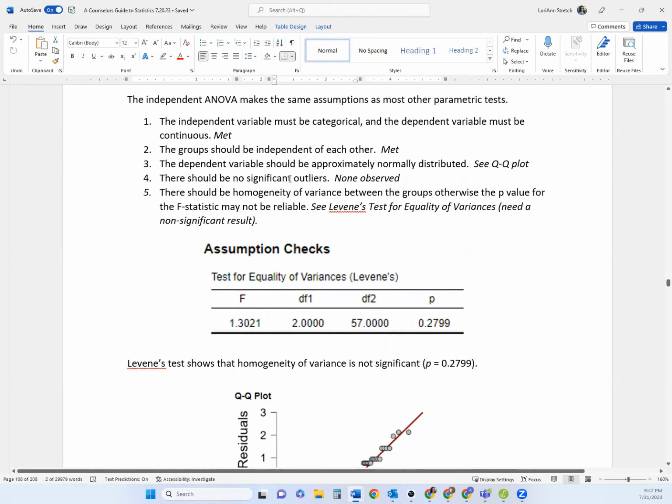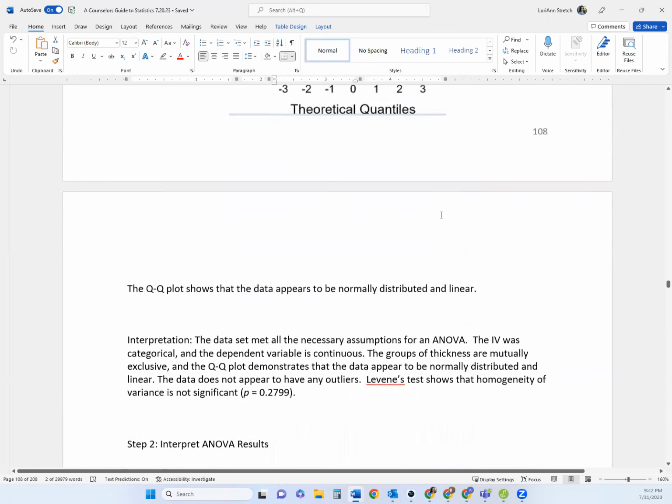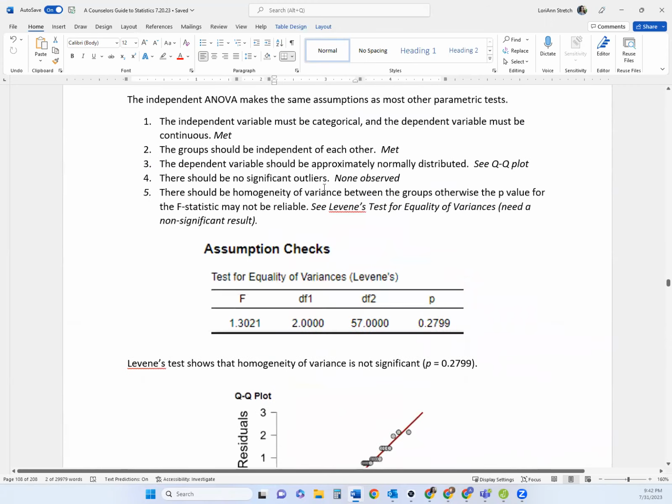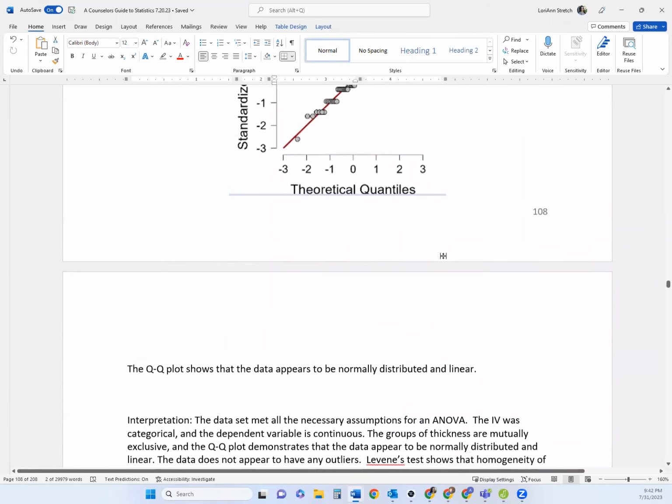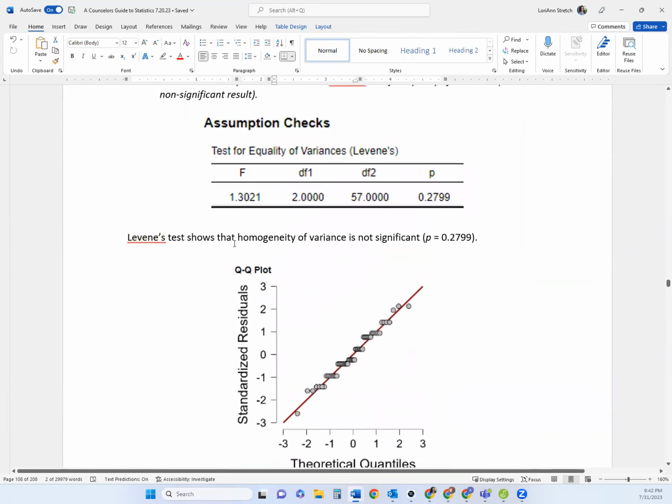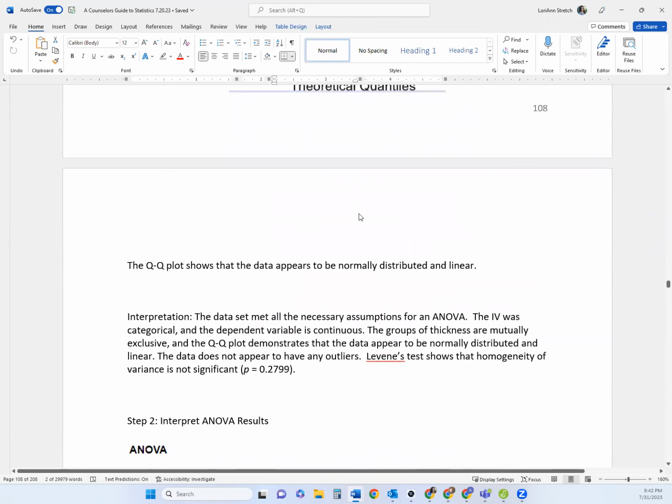And then there should be no significant outliers, which we check with box plots. I'll show those to you in a second. And then for the homogeneity of variance, we want the Levene's test to be a non-significant result, which it is. This is a non-significant result, so that indicates homogeneity of variance. All right, so see how I report my Levene's test here? It's not significant right here. And then for my QQ plots, I say the QQ plot showed the data appeared to be normally distributed and linear.